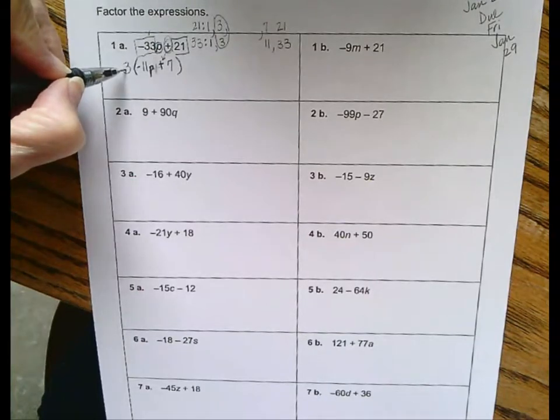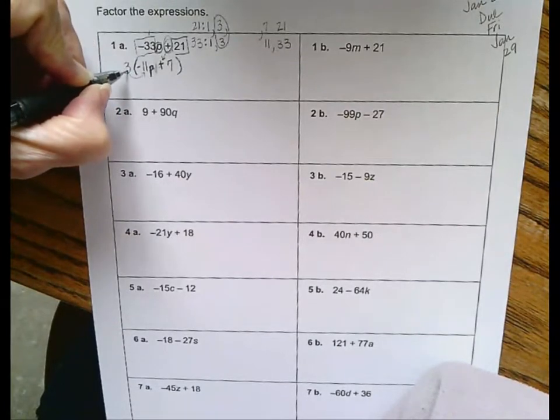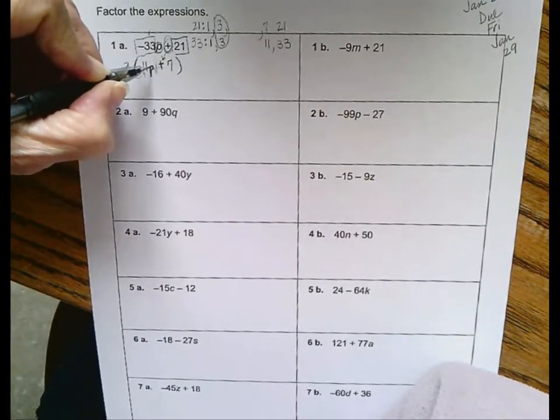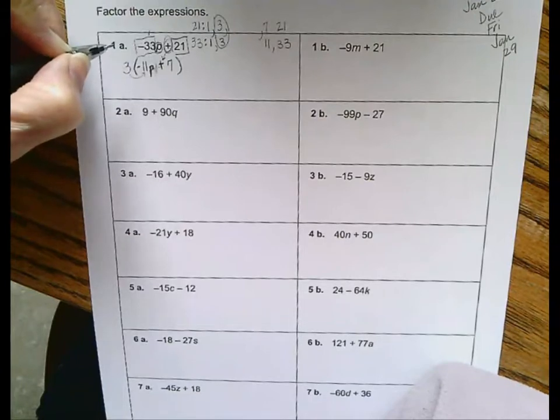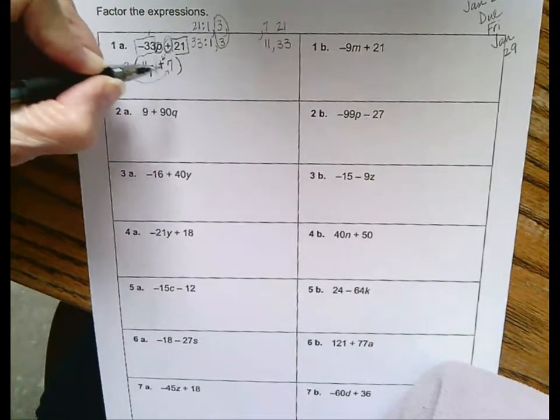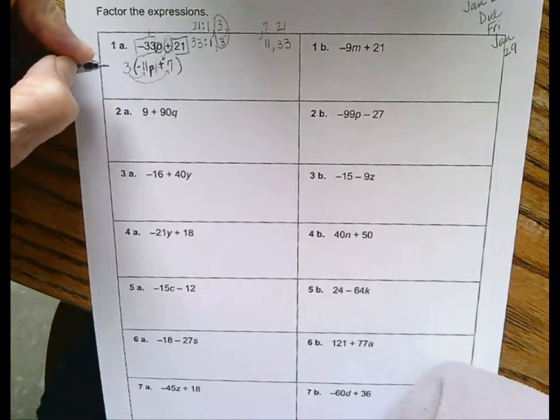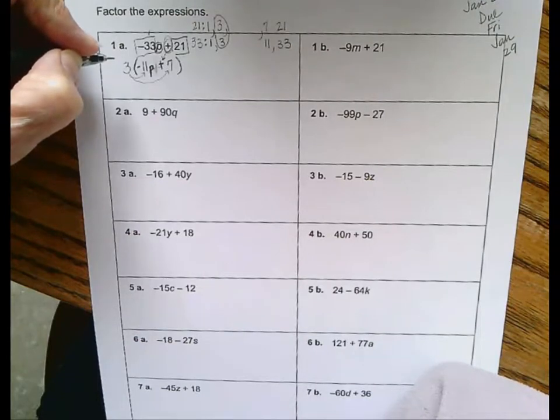I can check myself by looking back and saying, does 3 times negative 11p give me negative 33p? It does. Does 3 times 7 give me 21? It does. So this is one correct answer for this particular problem.